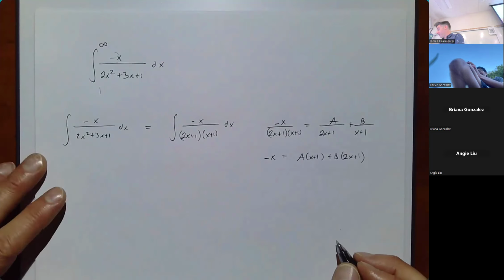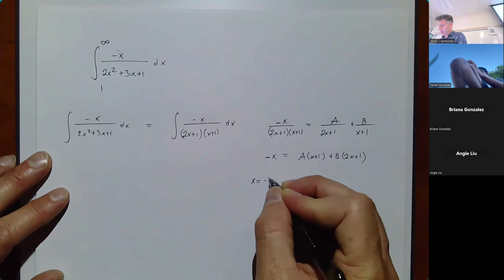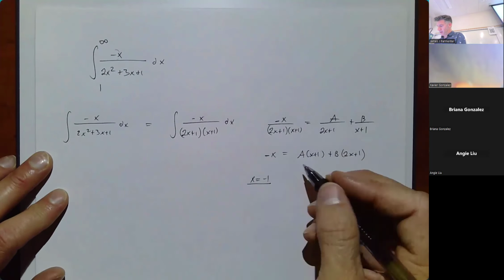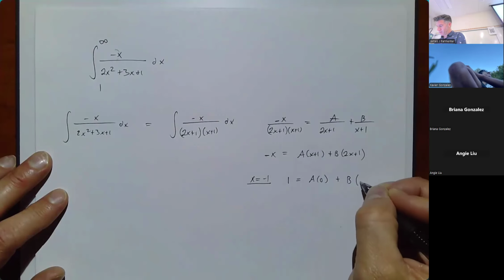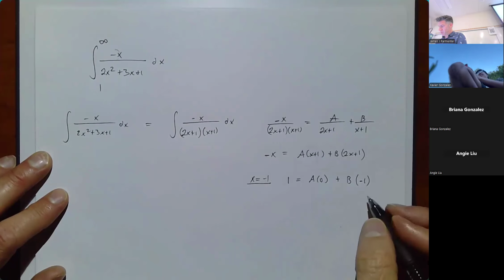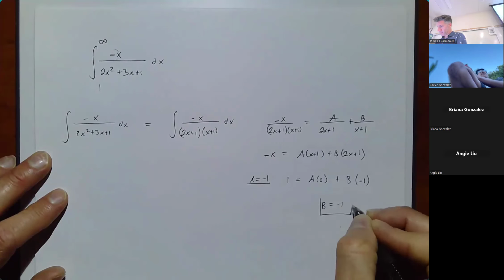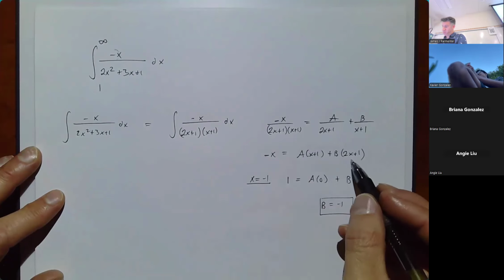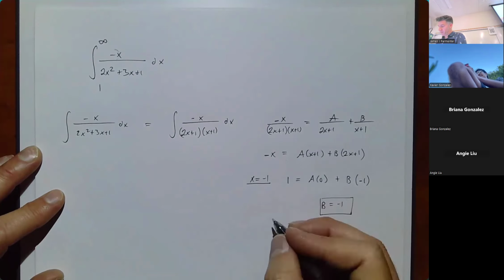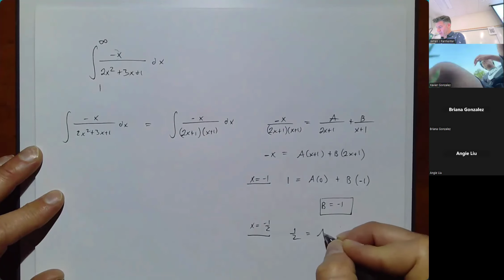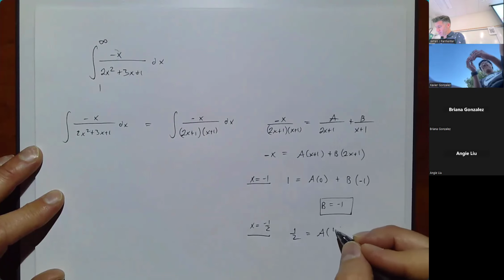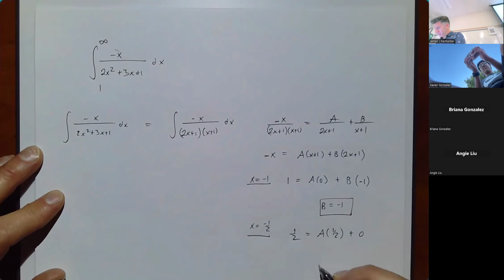I feel like things are not going to work out. I hope they work. Setting x equal to negative 1, we get negative 1 equal to a times 0 plus b times negative 2 plus 1, which is negative 1. So b is equal to negative 1. Setting x equal to negative 1/2, we get positive 1/2 on the left equal to a times negative 1/2 plus 1, plus b times 0. Interesting. So a is equal to 1.